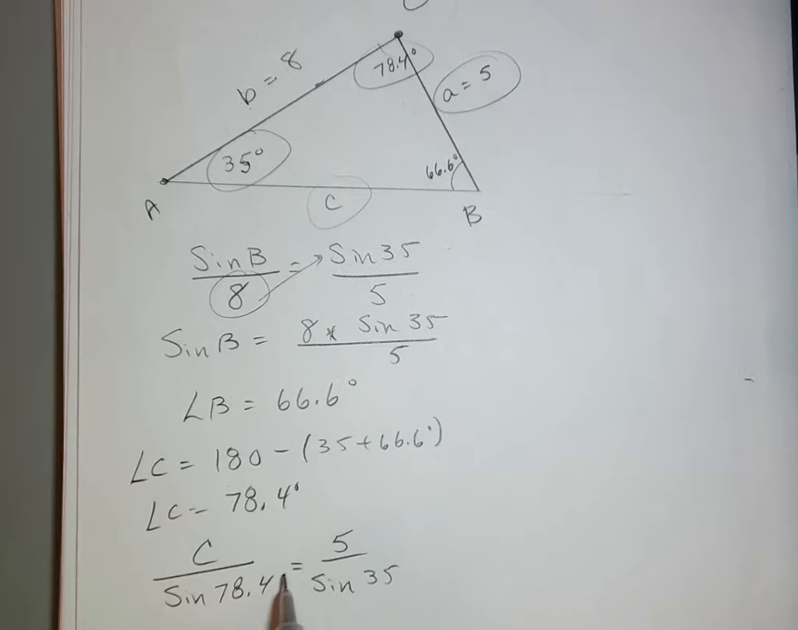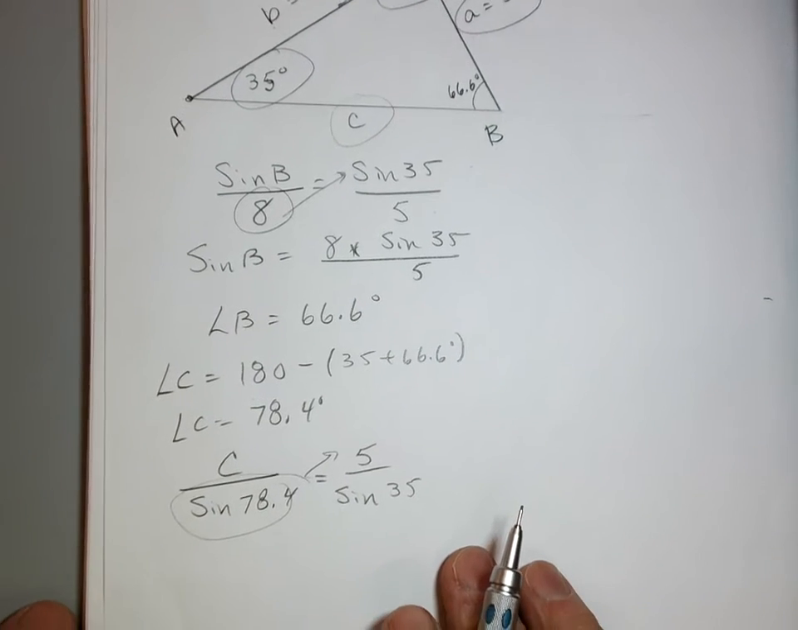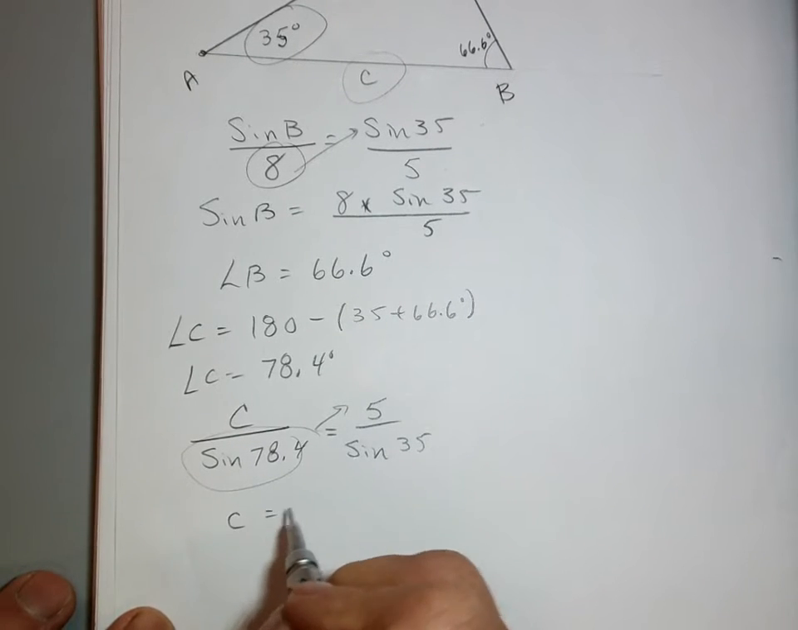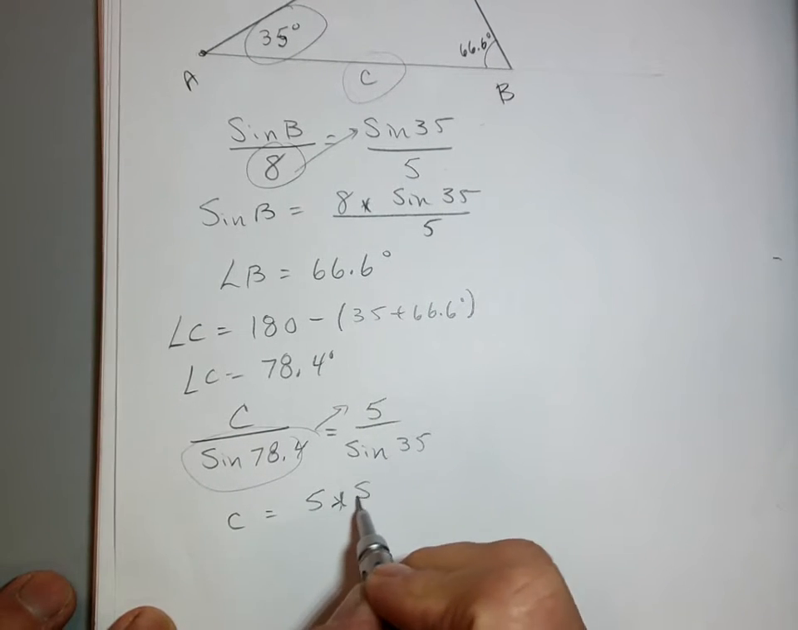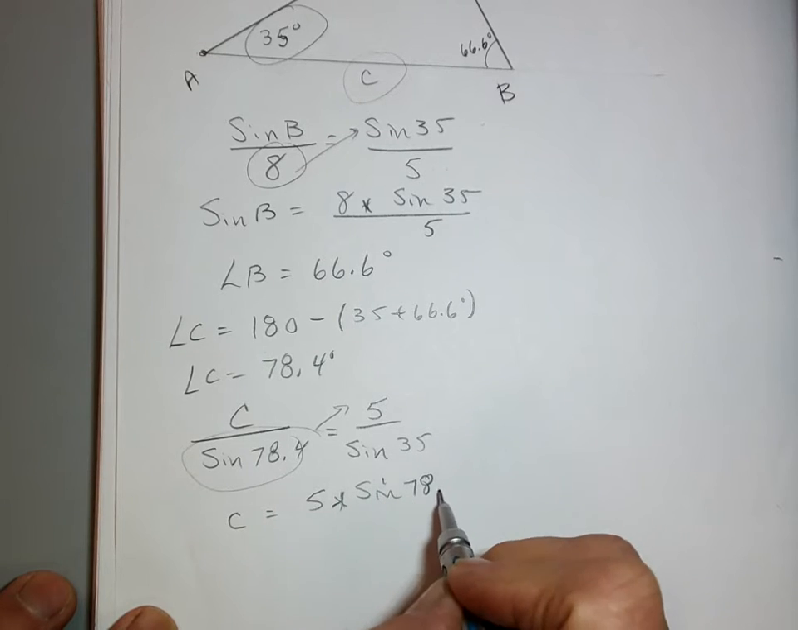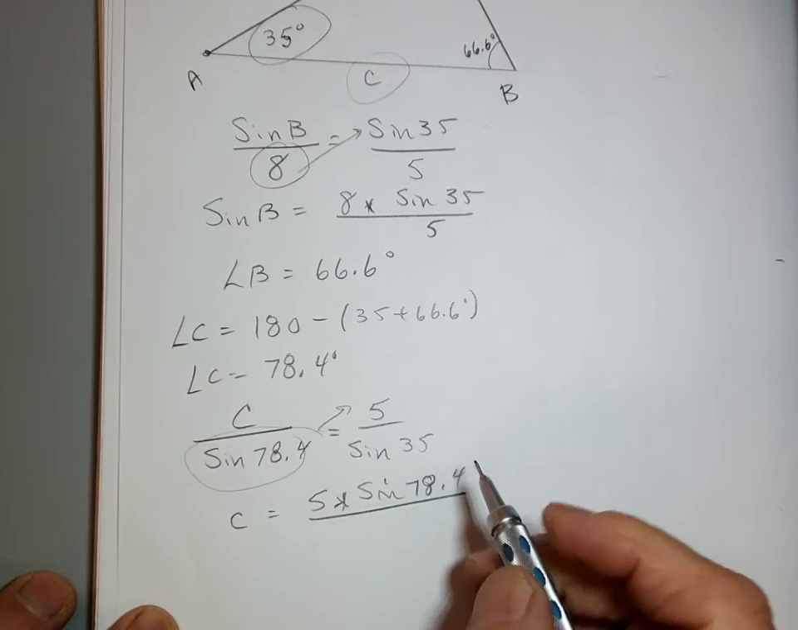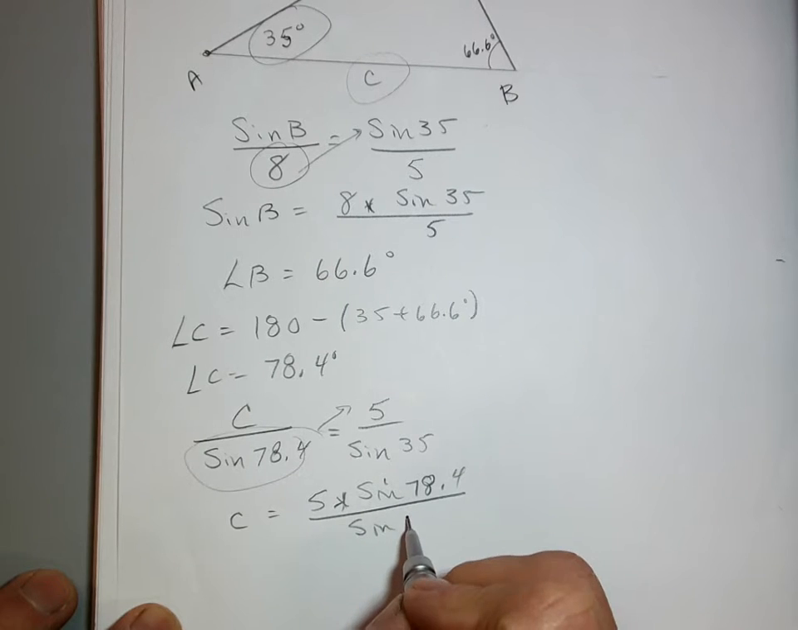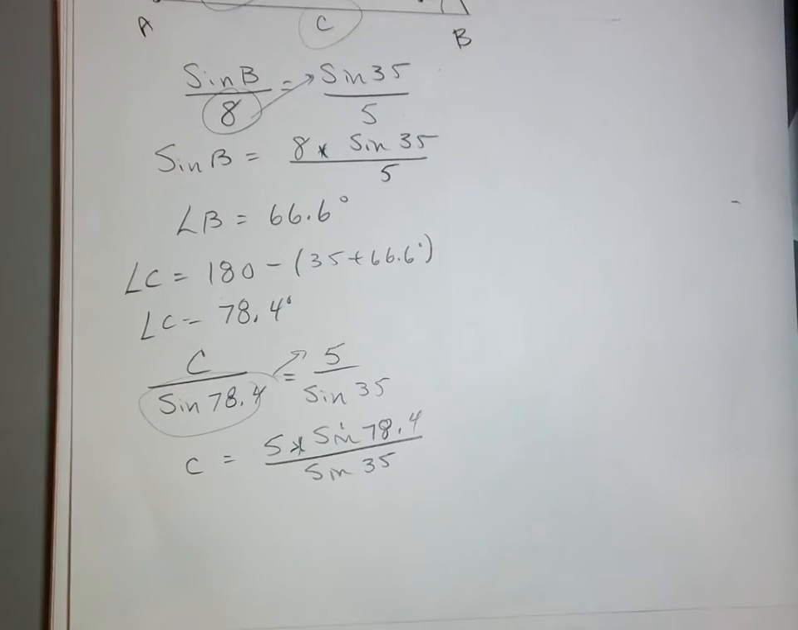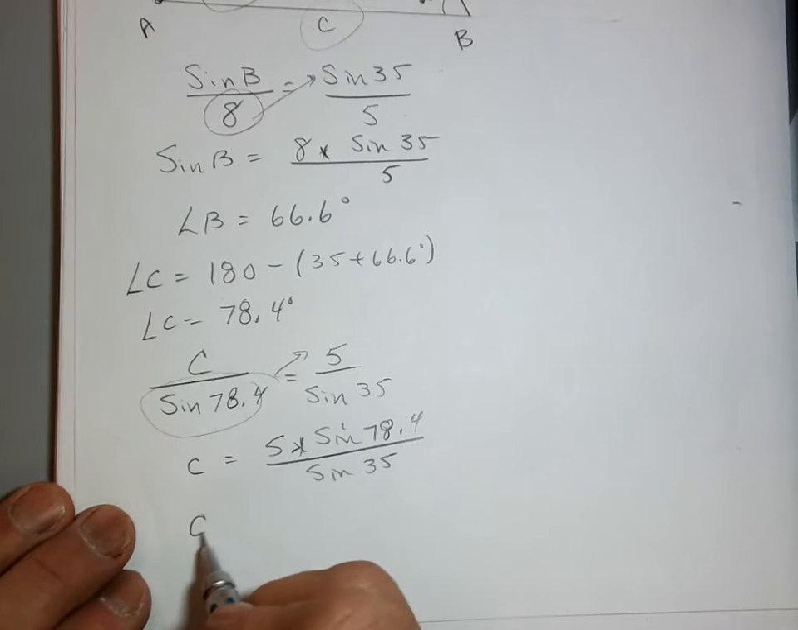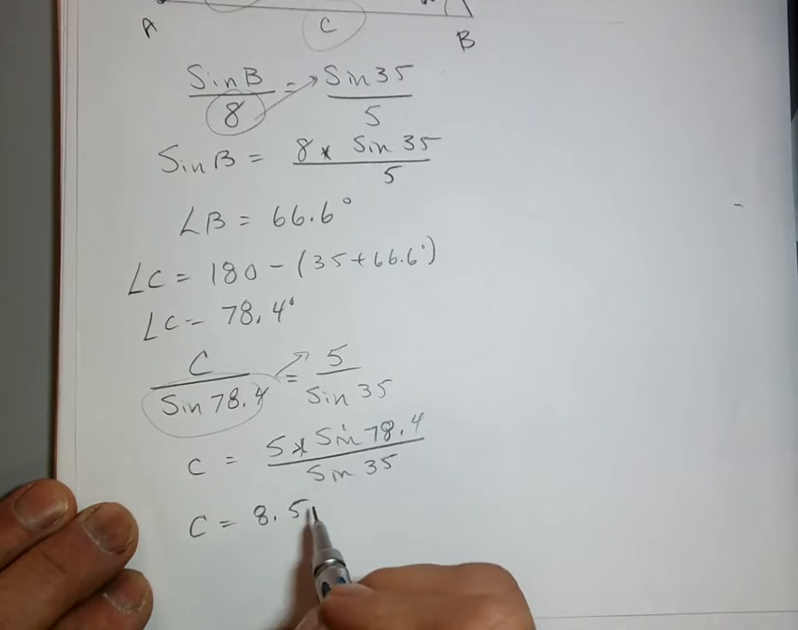I'm going to multiply up the sine of 78.4 to get c by itself. So I'm going to rewrite c is equal to 5 times the sine of 78.4 divided by the sine of 35, and I'll use my calculator to do it. So 5 times the sine 78.4 divided by sine of 35, and I get an answer of about 8.5. So side C is about 8.5 centimeters.